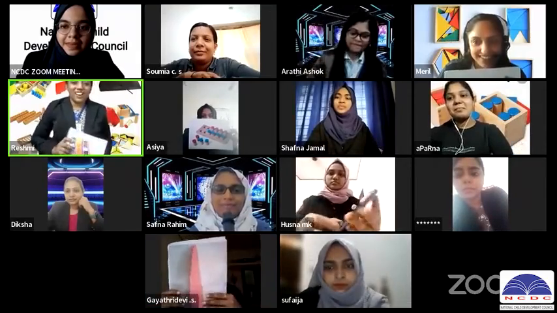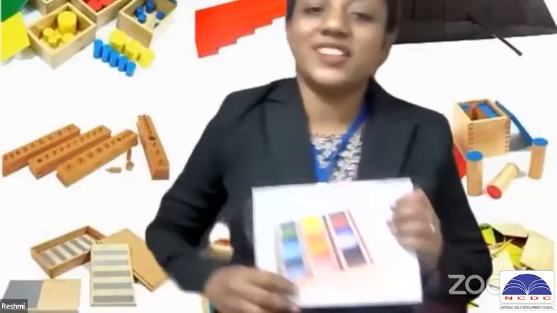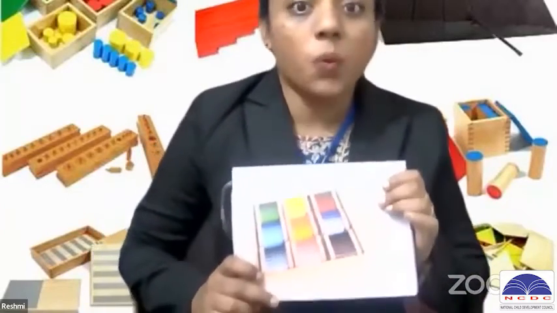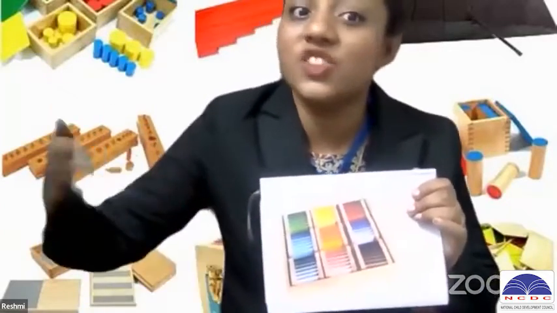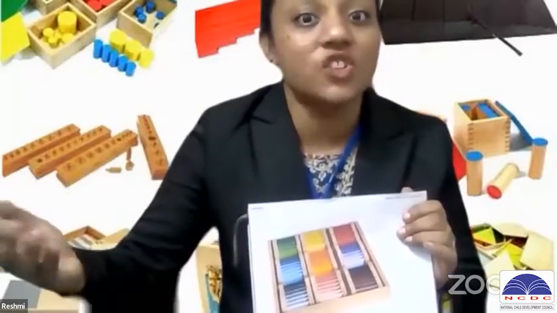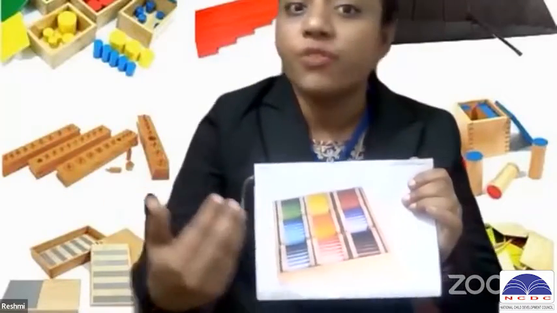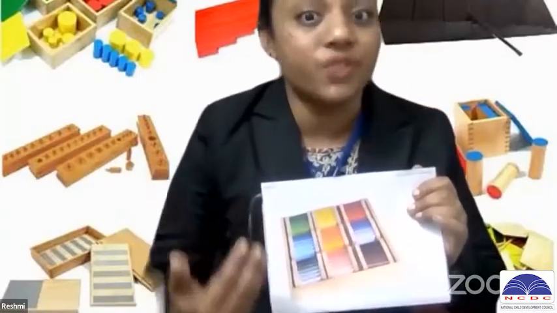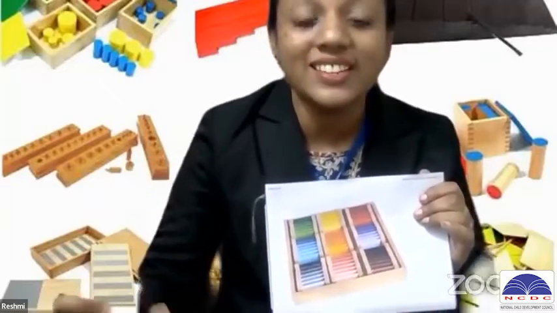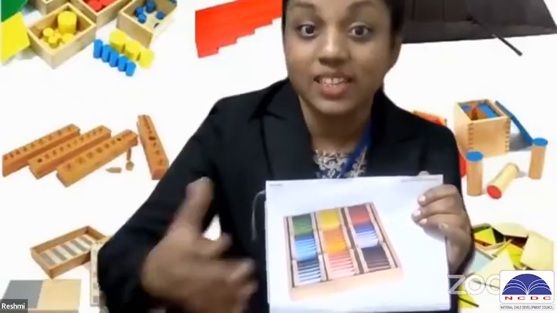Good afternoon, everyone. So I'm the Color Box. Without me, the world is dull. And I'm the one who enhances the child's visual sense. I consist of 3 sets. The first one is the primary colors. The second box, we have the secondary colors. The third one is the tertiary colors.